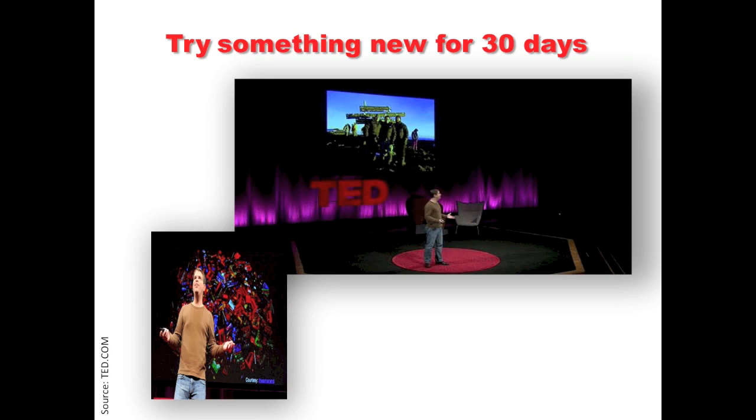So the first talk we're going to look at is called Try Something New for 30 Days. And the speaker for this talk is Matt Cutts. Matt works as an engineer at Google. And if you look in the bottom left corner, you see a picture of Matt. And as you can see, his dress is casual, which is appropriate because his talk is about an everyday subject like goal setting and goal achievement.